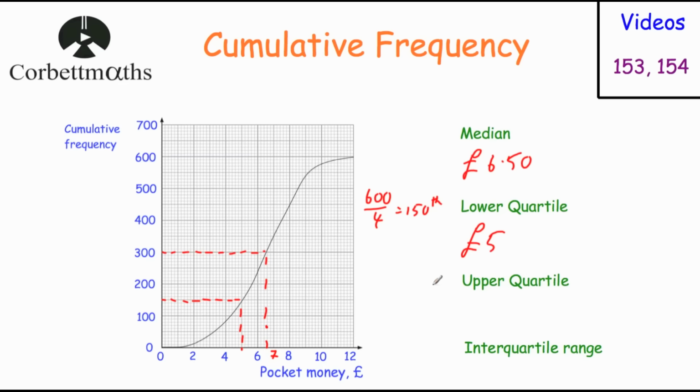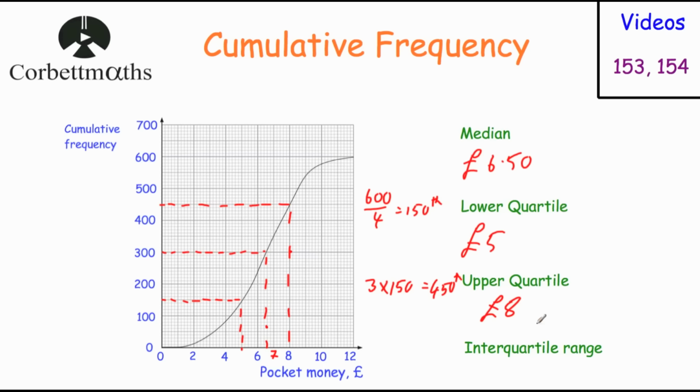The upper quartile, well, that's 3/4 of the way through the data. So we're going to work out 3/4 of 600. But we know a quarter is equal to 150. So if we do 3 times 150, that's equal to 450. So we're looking for the 450th. So if we go across from 450 and down, we get to £8. So the upper quartile is £8.